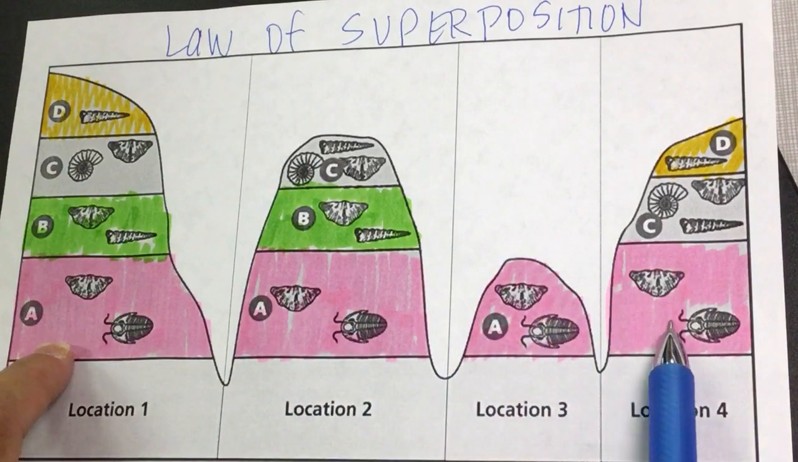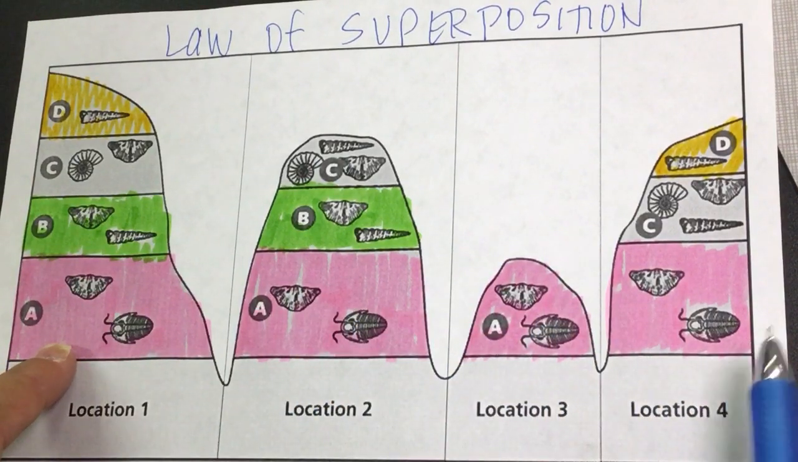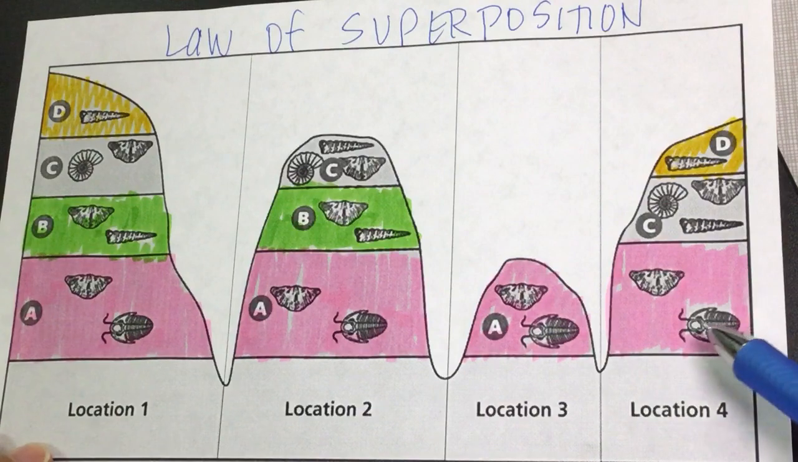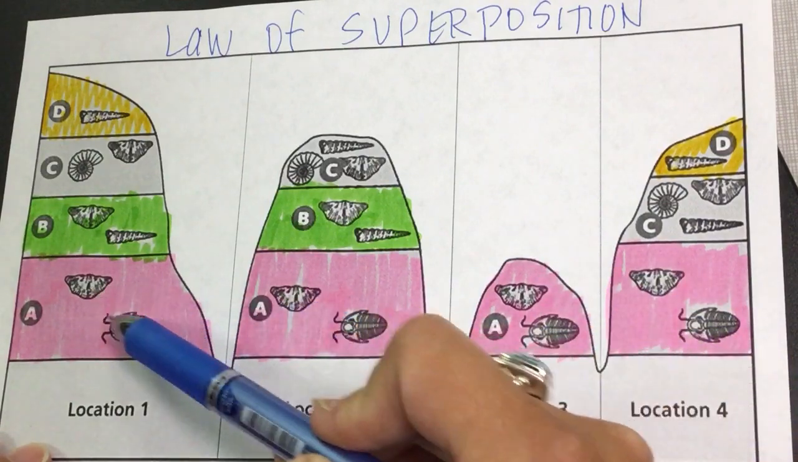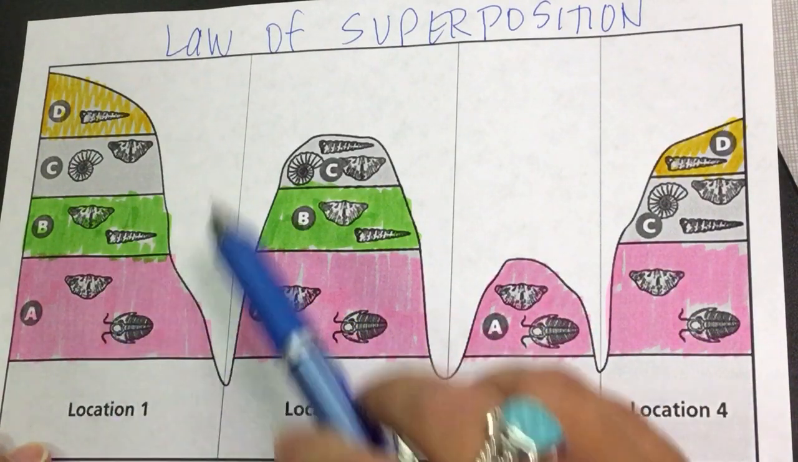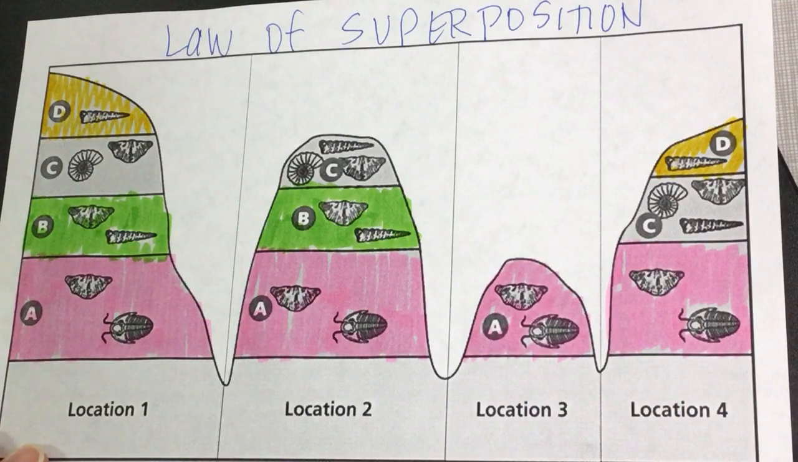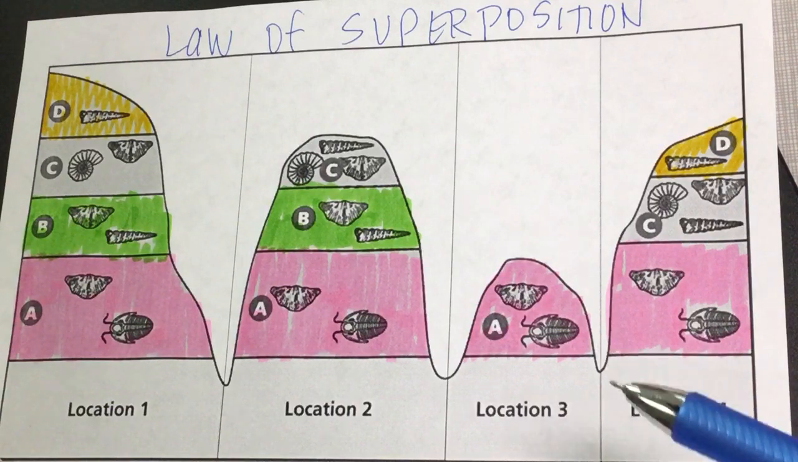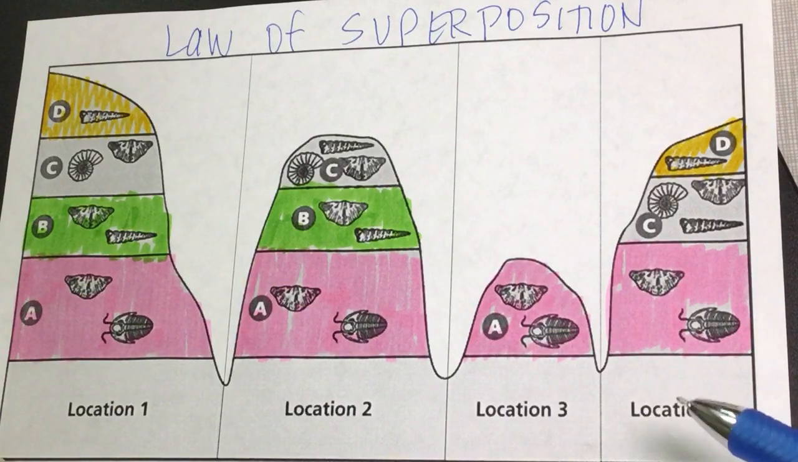Layer A must be approximately the same age at all four of the locations because it contains these two index fossils in every layer. So no matter where these are found, where they're located around the world, if you have trilobites in it, then you know that this rock layer must be sometime during the Paleozoic, which is when trilobites lived because they went extinct at the end of the Paleozoic.